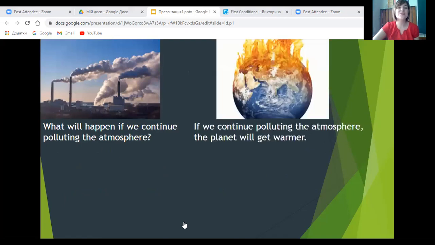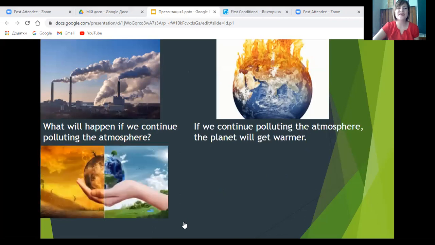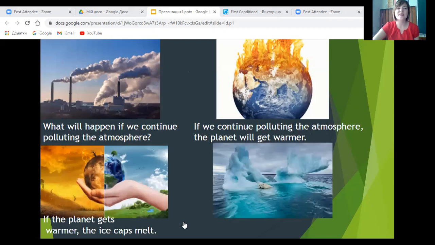If we continue polluting the atmosphere, the planet will get warmer. If the planet gets warmer, the ice caps melt. If the ice caps melt, what do you think will happen if the ice caps melt? I'm really interested in your answers, guys.